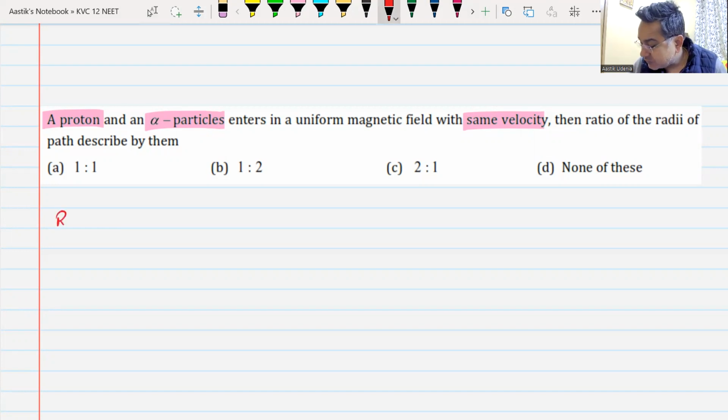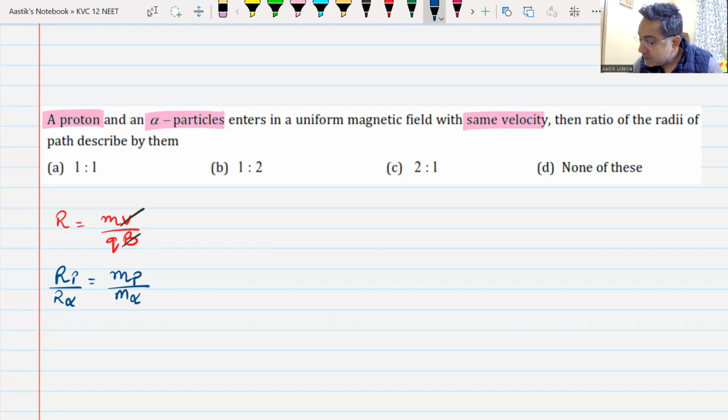I have already given it in the table. Still, I will try to solve it. Radius of the path is mv by qB. Here, they enter with the same velocity. The velocity is same. Magnetic field is same. So radius is directly proportional to m by q. From here, you can understand the radius of the proton divided by the radius of the alpha particle will be equal to mass of the proton divided by mass of the alpha particle multiplied by charge of the alpha particle divided by the charge of the proton.